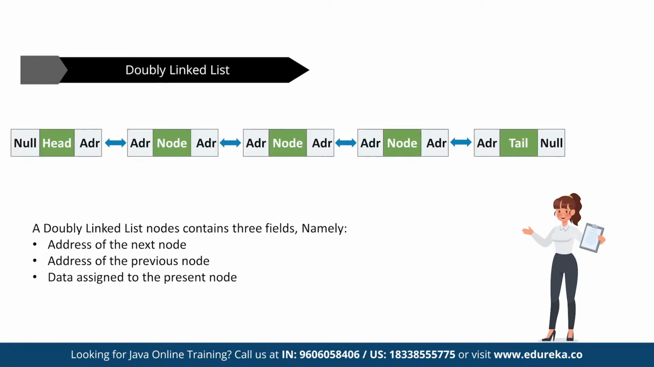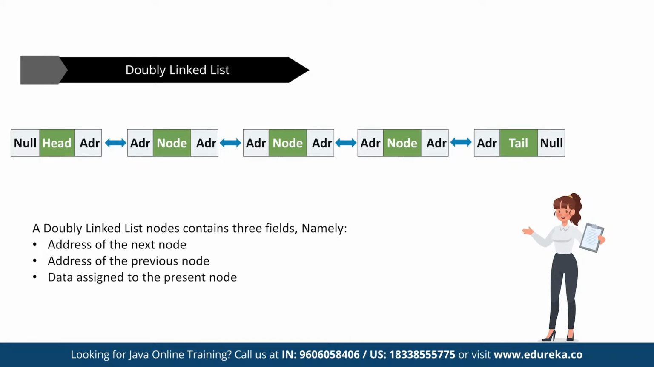Then if we talk about the second type of list, we have the doubly linked list, which we also call bidirectional. It contains the address of the next node and the address of the previous node as well, along with the data.